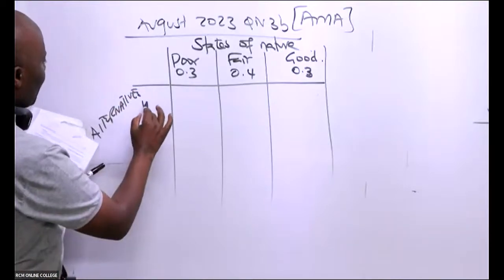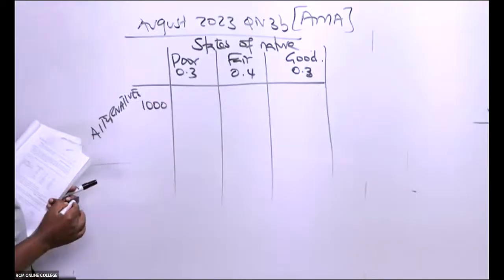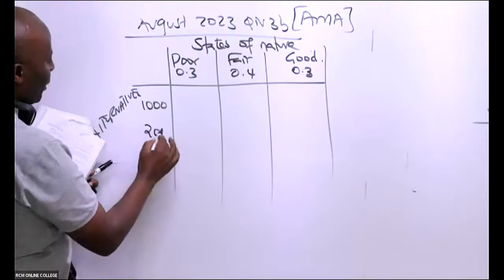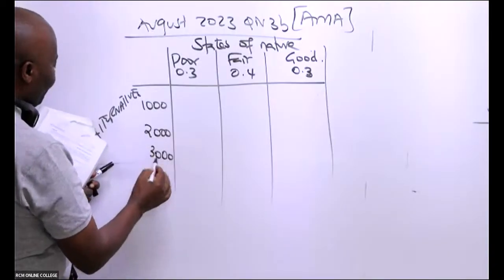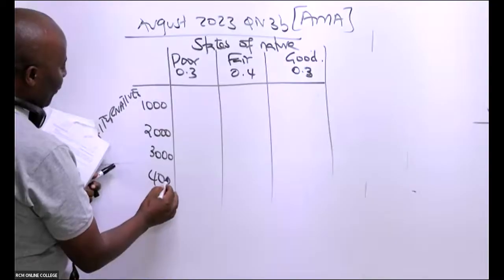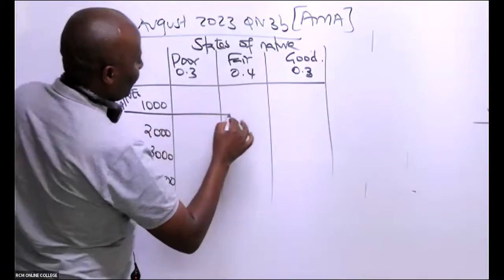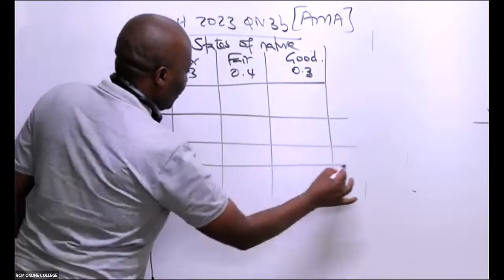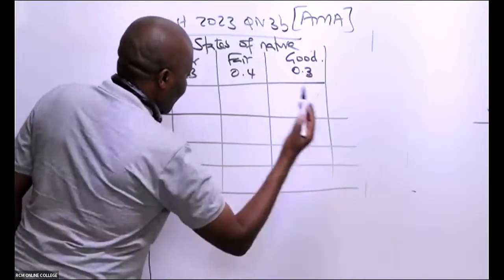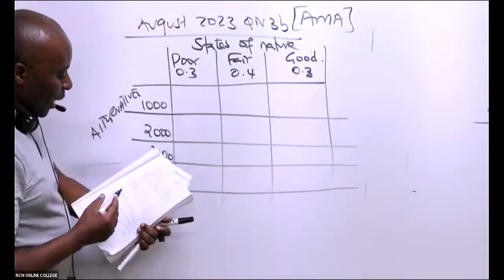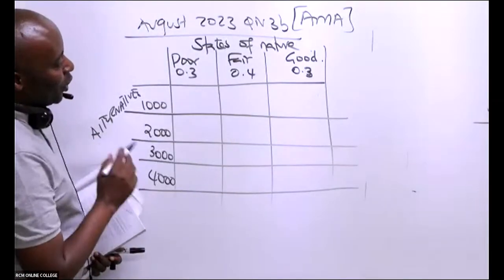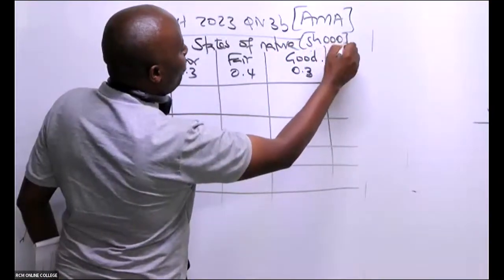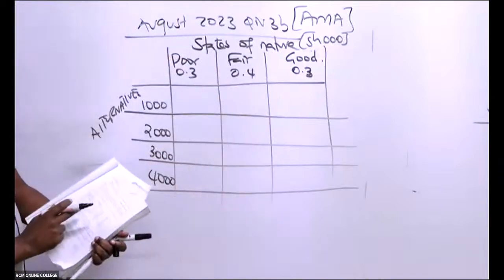we have 1,000, 2,000, 3,000, then lastly 4,000. You don't have to draw this because I think you drew it in our last class. Remember, our figures are in shillings, thousands. Unlike the examiner, we are chopping the 3 zeros.